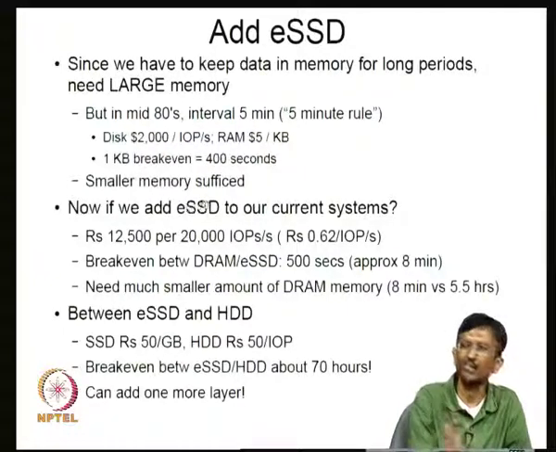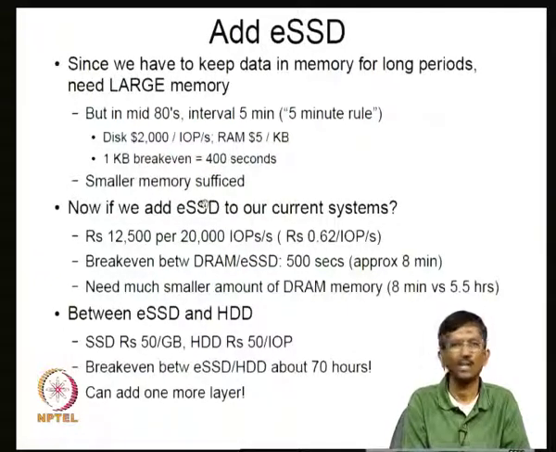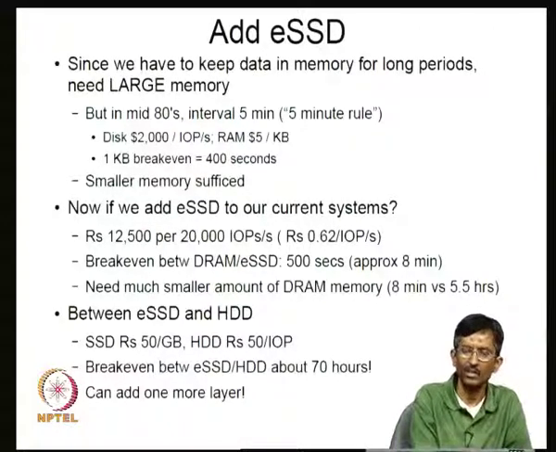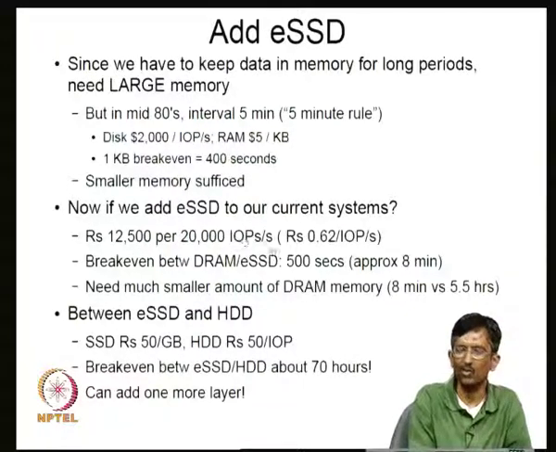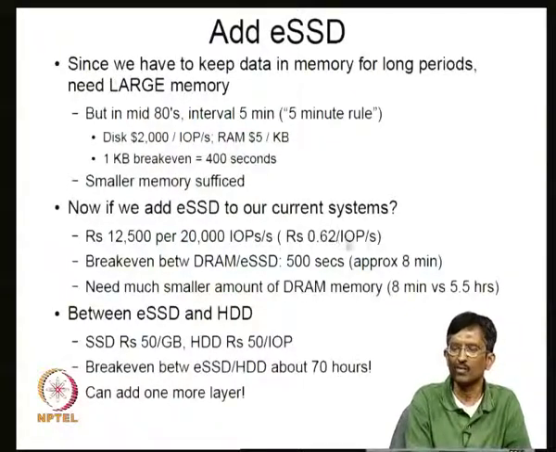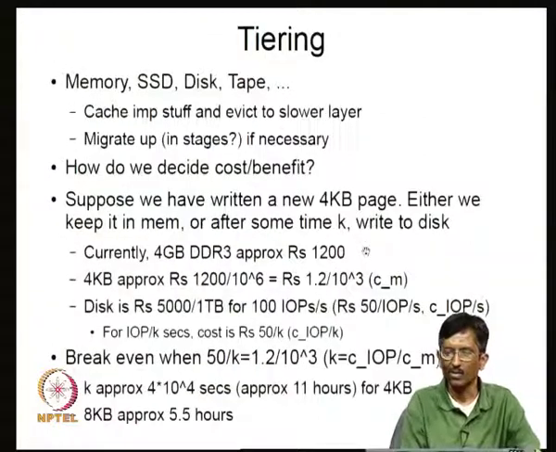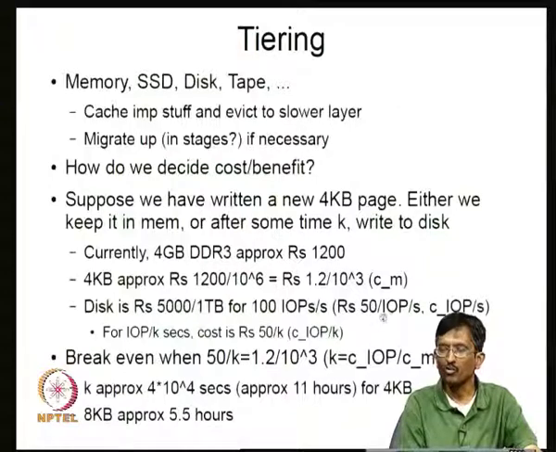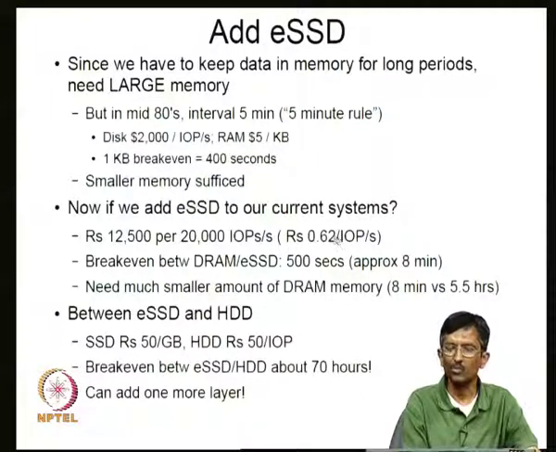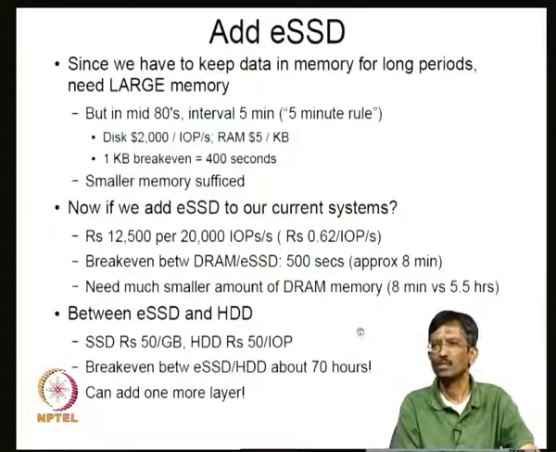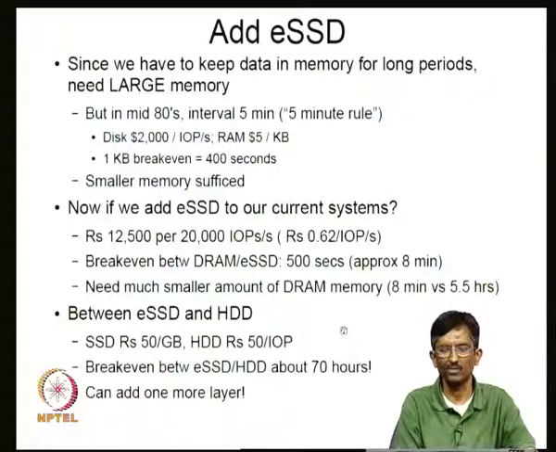So because of this, you can start thinking about whether you can put in some intermediate kind of device. That is what we can do with eSSD, enterprise SSD. If you put it in, you will find that you are talking about some rupees 12,500 for 20,000 IOPS. It is only rupees 0.62 per IOP. Previously, what was the number? It was rupees 50 per IOP. This is very expensive compared to 62 paise per IOP.